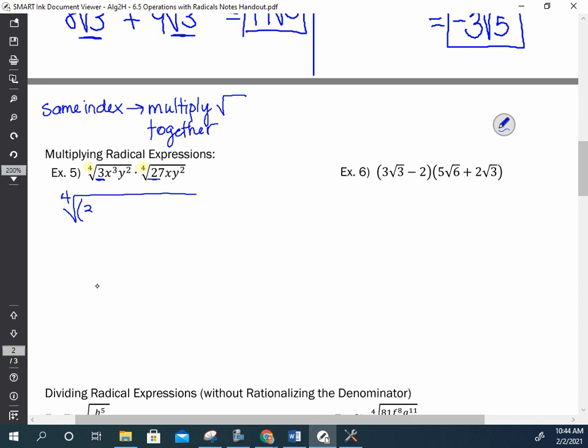So you have 3 x to the third y squared times 27x y squared. Three times 27 is 81. X to the third times x is x to the fourth. Y squared times y squared is y to the fourth. Remember, the properties of exponents are still valid. If you multiply, you add the exponents. That rule doesn't go anywhere.